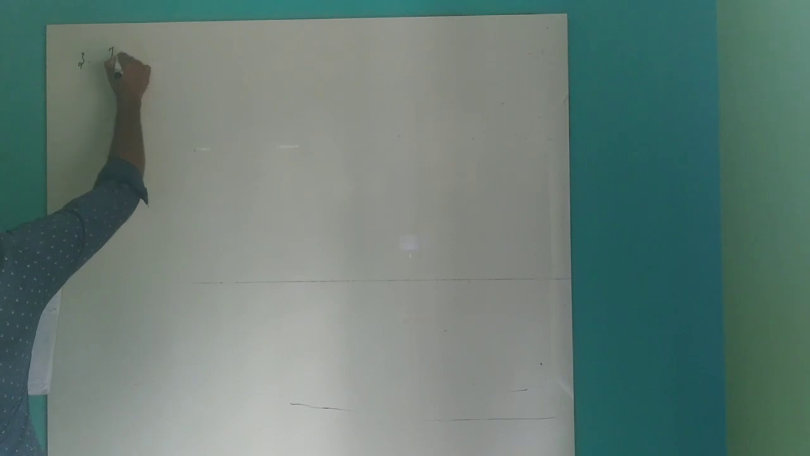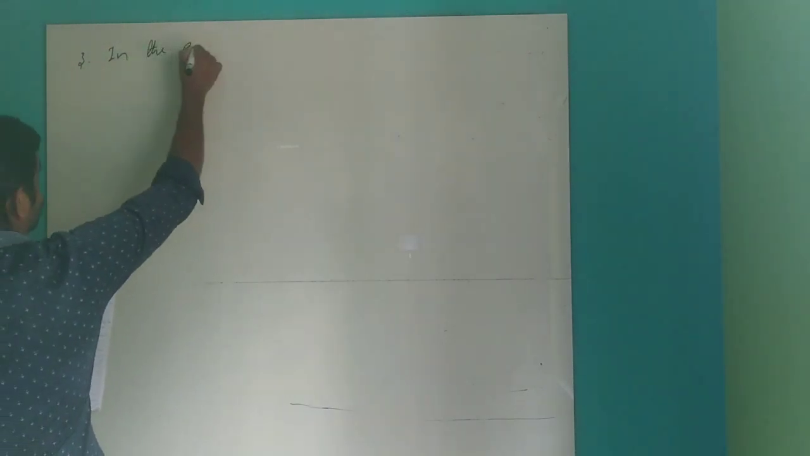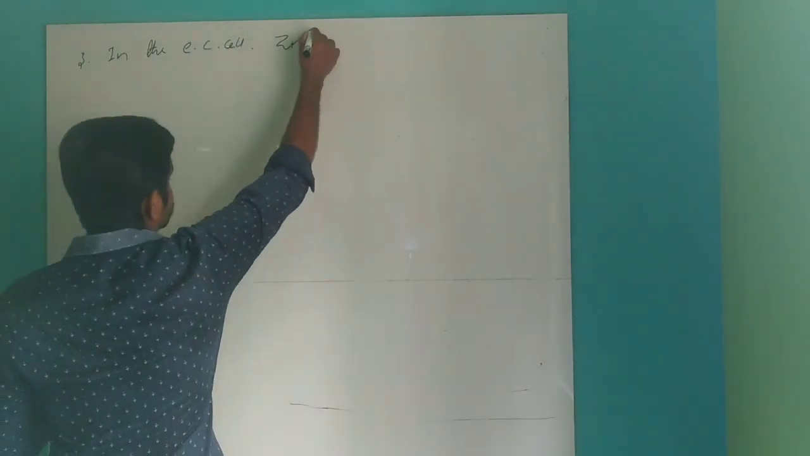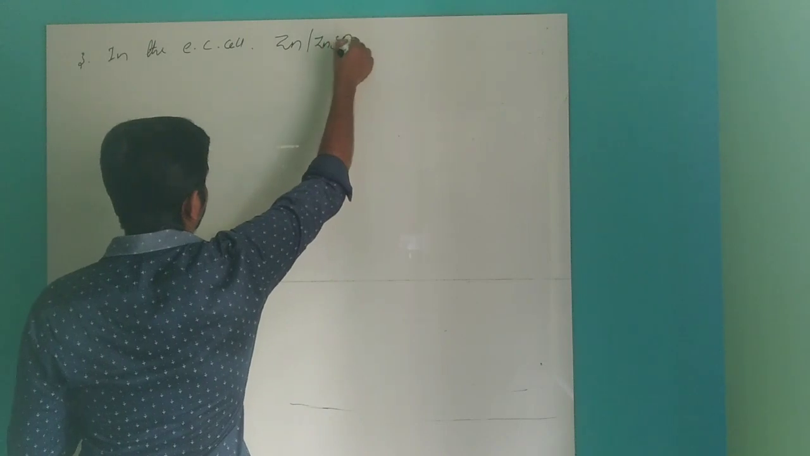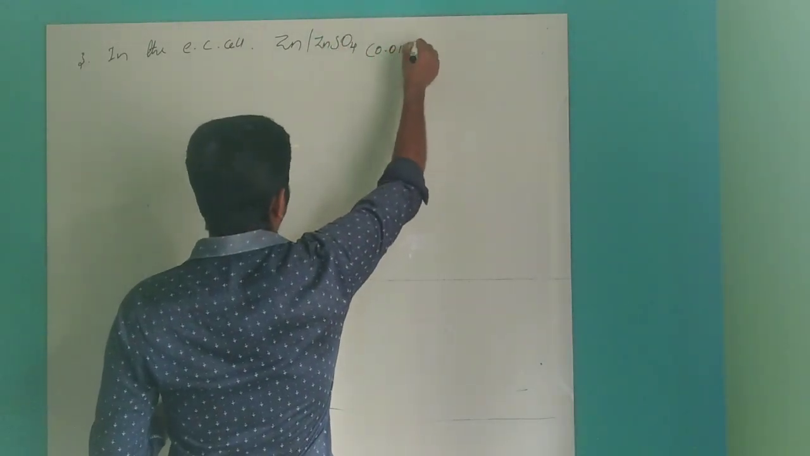Next question, third question. In the electrochemical cell, one cell is given: Zn bar, ZnSO4, which is 0.01 molar.